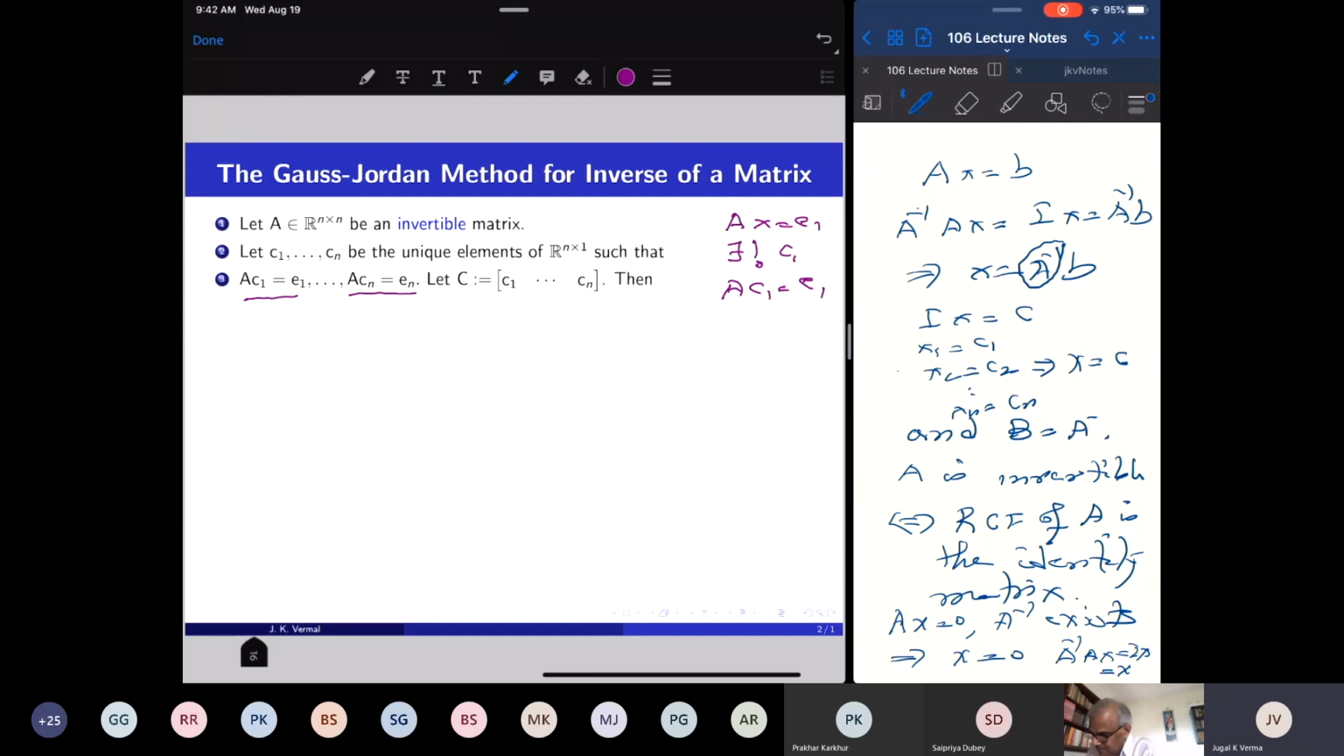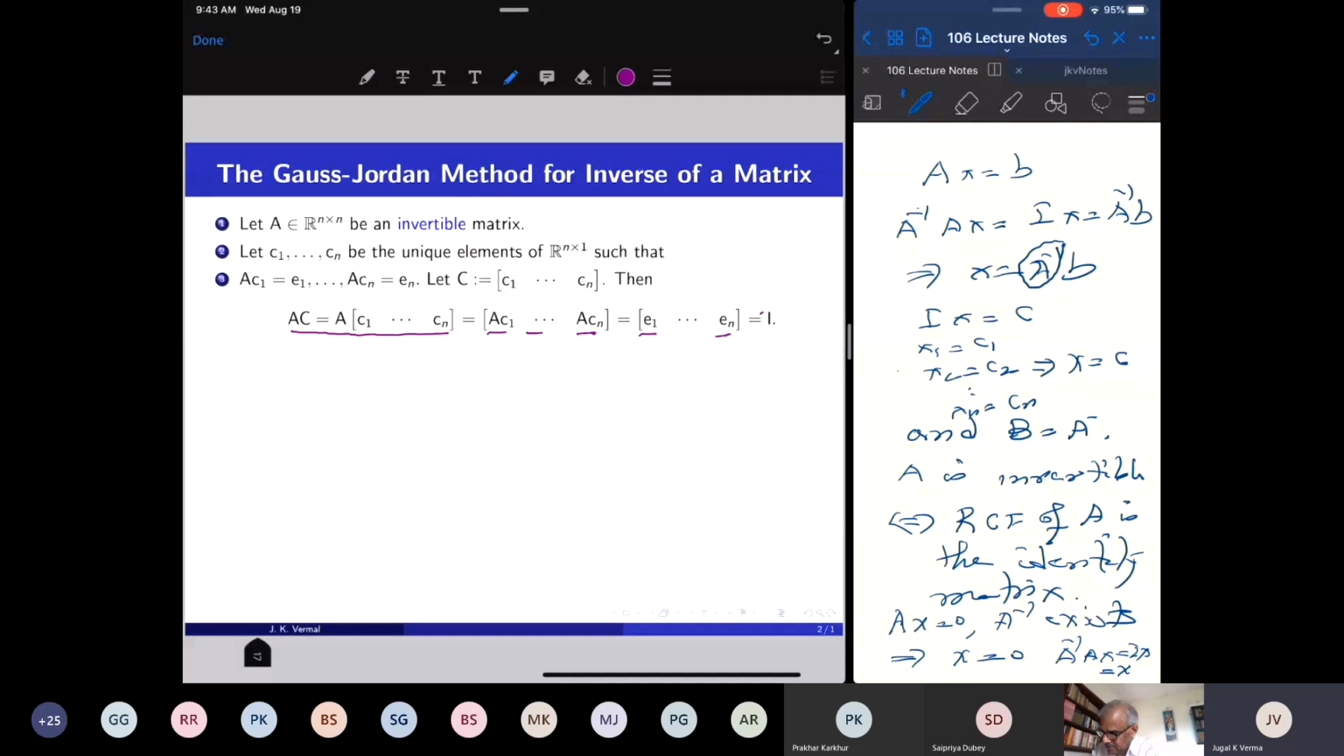We can solve these n systems of n equations in n unknowns simultaneously by constructing a matrix C. We want to find this matrix C whose column vectors are C1 to Cn, so that AC1 is E1, ACn is En. A times C can be multiplied like this: display the column vectors of C, then the column vectors of AC are AC1, AC2, and ACn. But AC1 is E1, AC2 is E2, and ACn is En. So A times C is the identity matrix, and therefore C is the inverse. Once I get AC equal to identity, then C is the inverse.